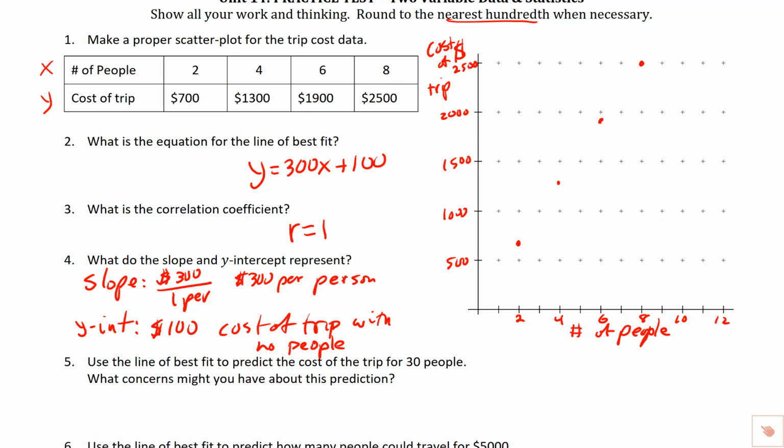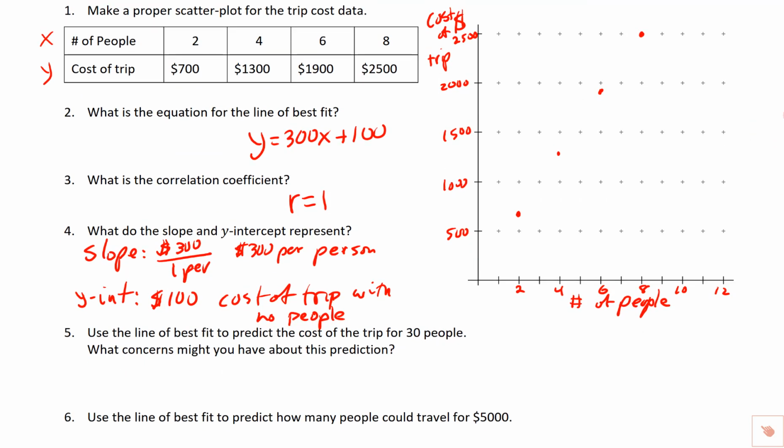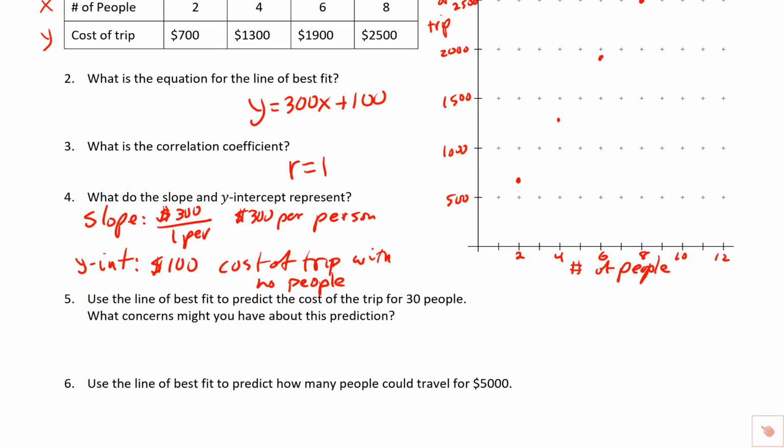Okay, let's take a look at the next part of this. Down here it says use the line of best fit to predict the cost of the trip for 30 people. What concerns might you have about this prediction? If we're talking 30 people, the number of people is X. So X is equal to 30, and we want to know what is Y, the cost of the trip, like it says up here.